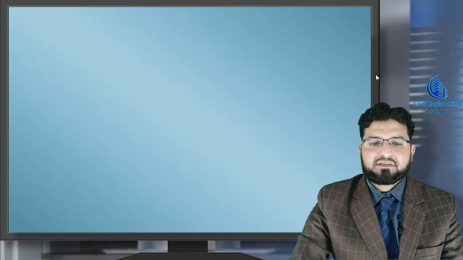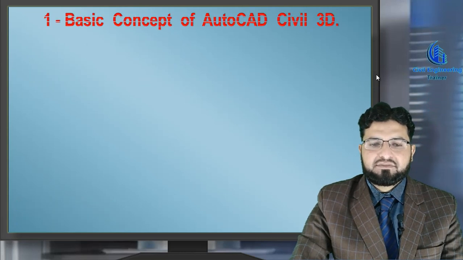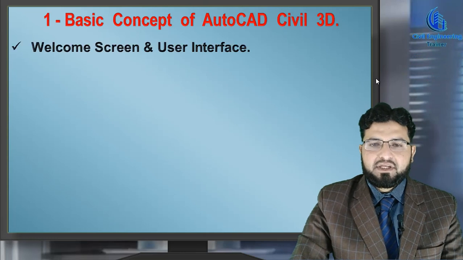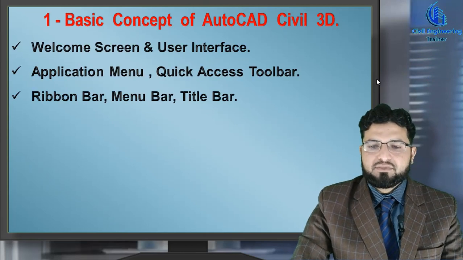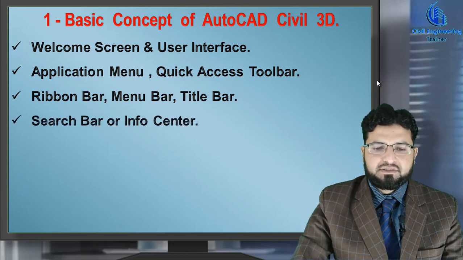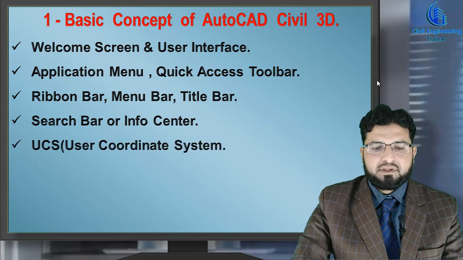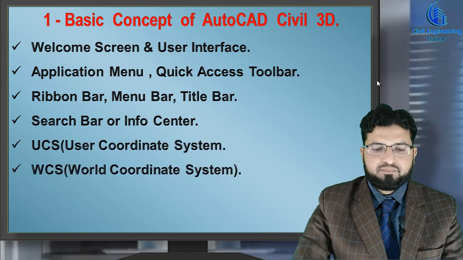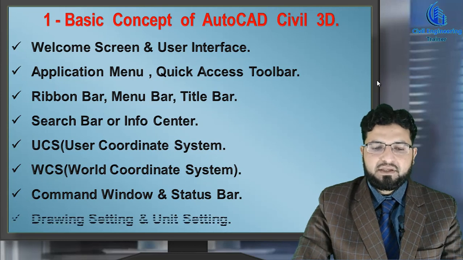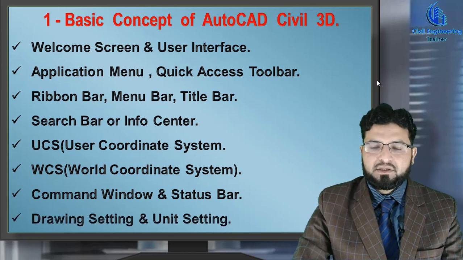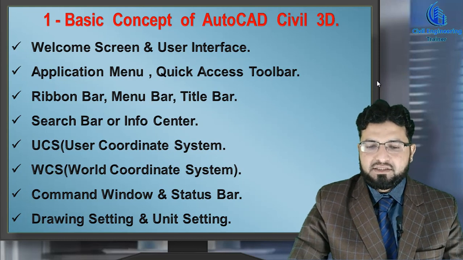So our first lecture is about the basic concepts of AutoCAD Civil 3D. In this lecture, the topics that will be discussed are the welcome screen and user interface, then the application menu, quick access toolbar, ribbon bar, menu bar and title bar, search bar or info center, and UCS, the user coordinate system, world coordinate system, command window and status bar, and lastly drawing setting and unit setting. Today inshallah we will discuss all these basic tools.